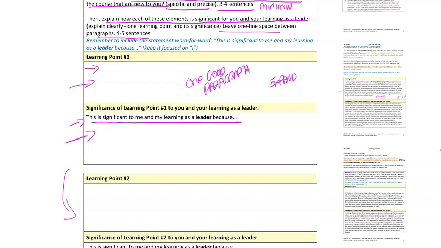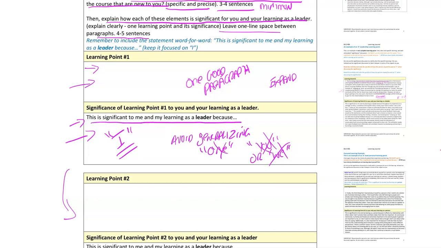The reason why I want you to use that sentence every time you start the section on significance of a learning point is because it sets up your mind to focus in a particular way. This has been a lot of trial and error over the years, and I find that this leads to the best focus for this paragraph. Avoid generalizing, and avoid saying things like one, as in one person, or you, or we. Don't use any of those. We want I. It's all about you here. I. Okay? So let's go back to our example.